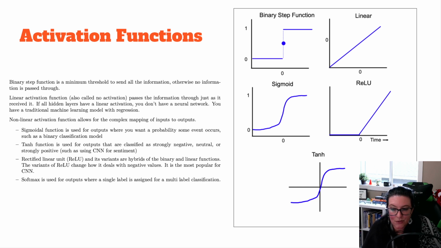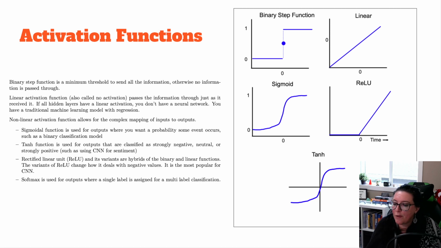A linear activation function is also called a no activation function because all information is passed through. So if all of your hidden layers have a linear activation function, you don't actually have a neural network, you just have a regression model, because all the information continues through the entire system. We can have nonlinear activation functions, and the nonlinear activation functions are sigmoidal, tanh, rectified linear unit, and softmax.